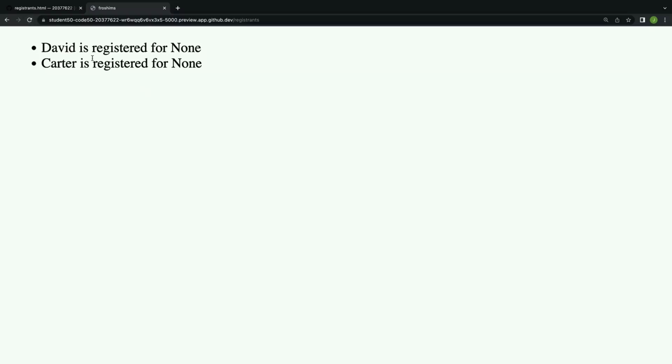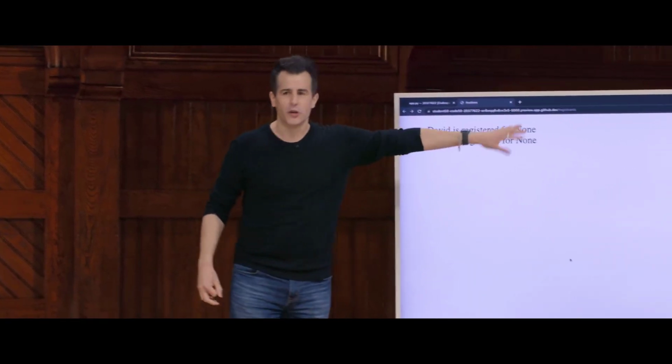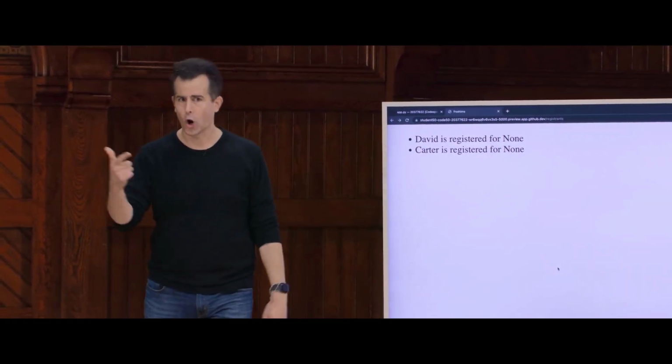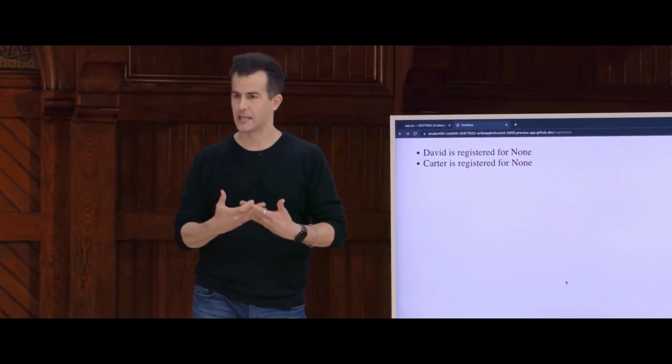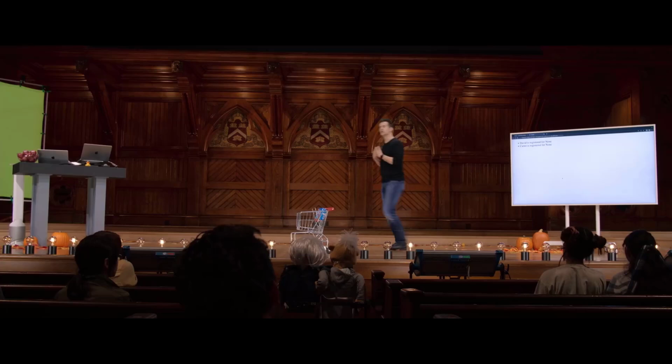So why isn't it working, everyone? What's the bug that I introduced earlier? If David is registered for none and Carter is registered for none, but David and Carter are in the dictionary, like that's a good thing. So some of the data is in there. So why are there no sports associated?